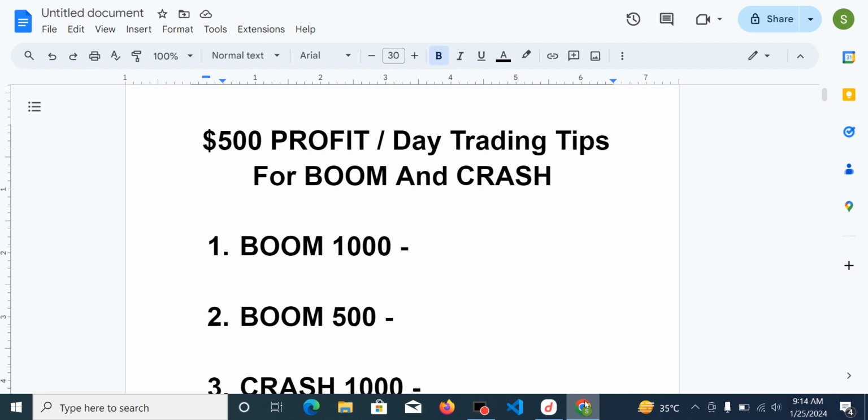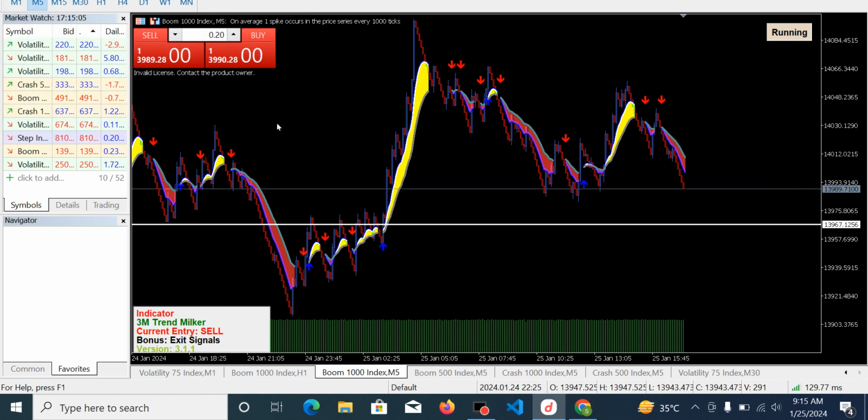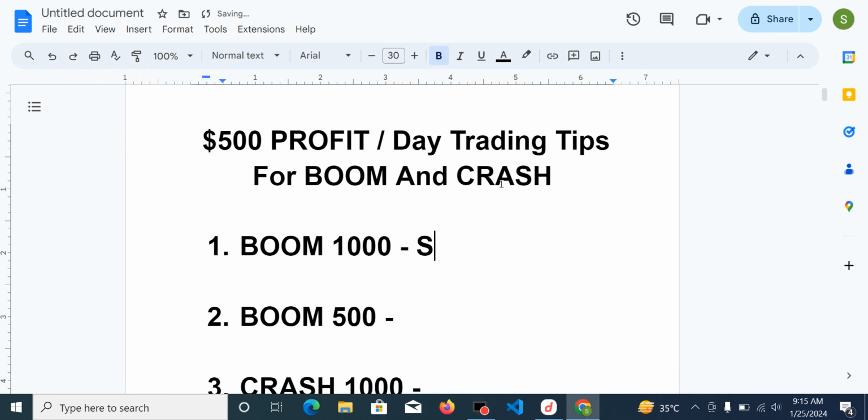Okay, quickly let's go straight into what we are here for, starting with Boom 1000. This is Boom 1000. I'm on 5-minute time frame using the 3M trend Milka trading indicator. Right from this support zone, it started an uptrend, played around there for a while, and of course broke out around there, and it kept on buying. Okay, so it got to this region, it was unable to go above the resistance, so it started selling. And it is still selling at the moment, but we need it to break out below this particular support zone. Once it breaks out below it, then it's going to sell more. So this is very important.